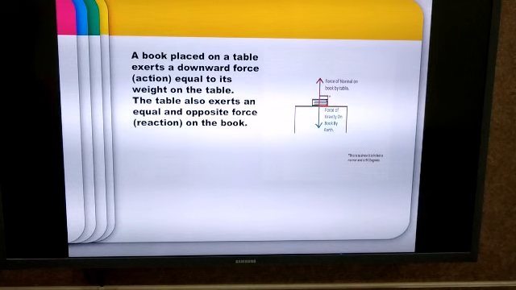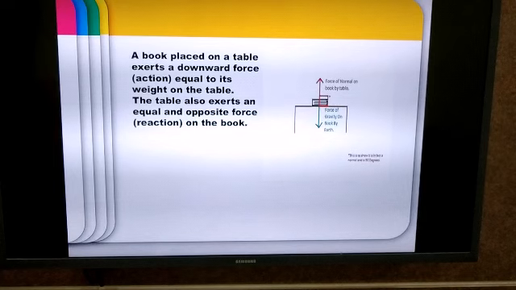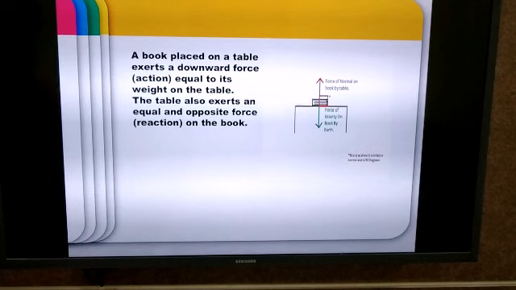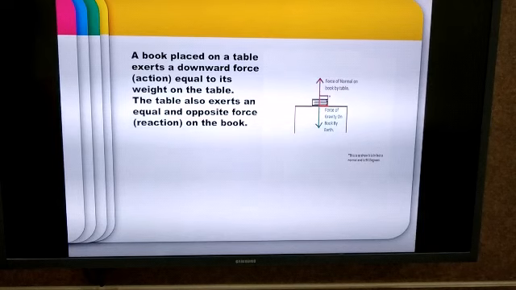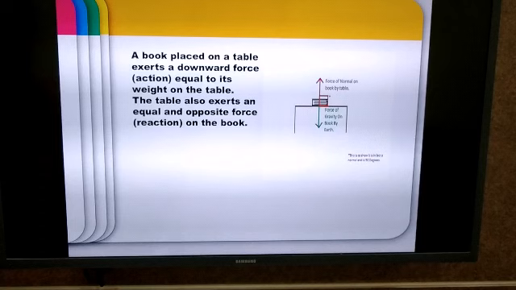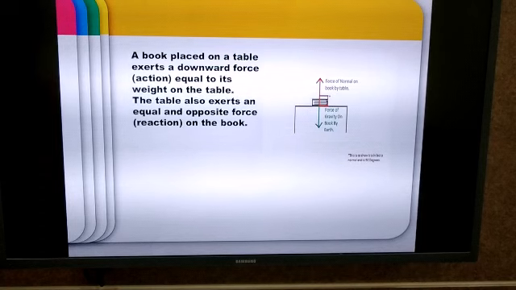Now what is the net force or the total force or the resultant force acting on the book? 0. So the book does not move. We have already seen this in balanced force. So in this example, there are two objects, the book and the table. And there are two forces which are in operation in this example. Which are these two forces? The force of action and the force of reaction. The force of action is exerted by the book in the downward direction. The force of reaction is exerted by the table in the upward direction.